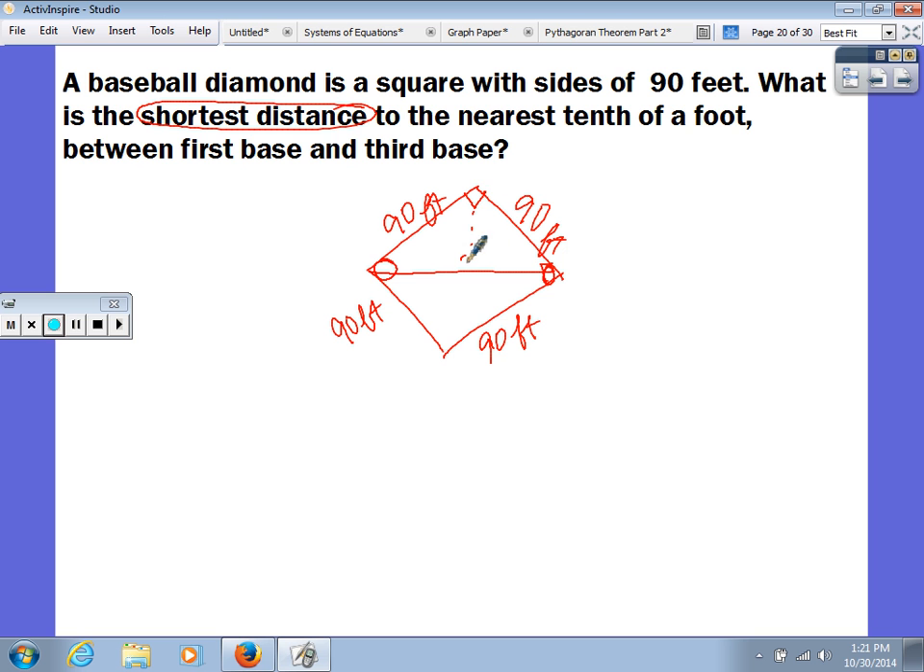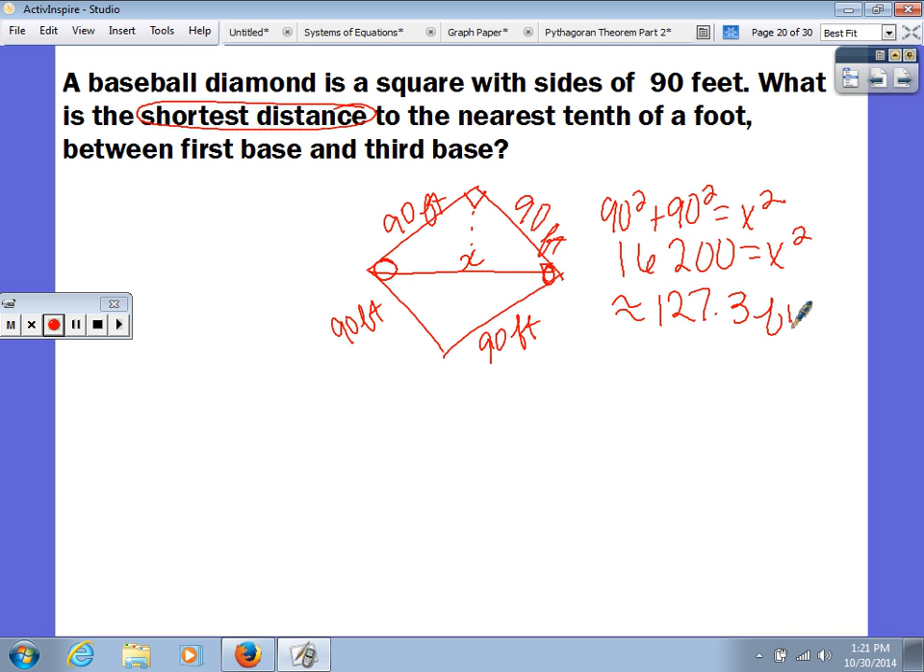There's our 90-degree angle. So I want to figure that out. So 90 squared plus 90 squared equals x squared. And after you square both of them and you find the sum, your sum should be 16,200. Then take the square root. And your answer should be about 127.3 feet. So that's the shortest distance.